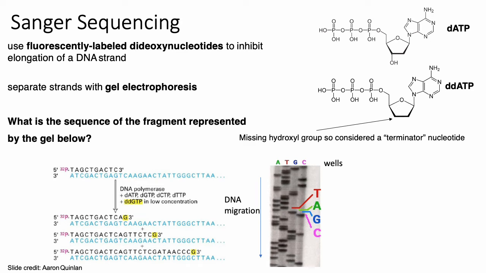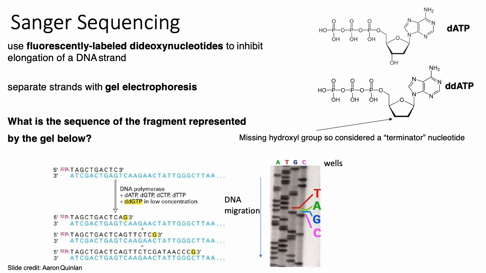And so what you're going to end up with is a gel that looks like the gel shown on the bottom right here, where basically in each lane you have a lane corresponding to a chamber where you had only one modified dideoxynucleotide base. And so when you have a high enough concentration of molecules, you're going to end up with a whole bunch of bands where the elongation stopped.